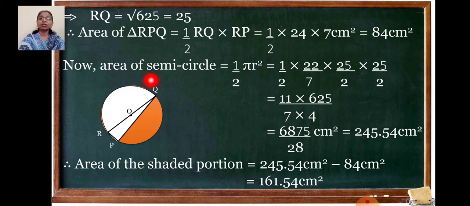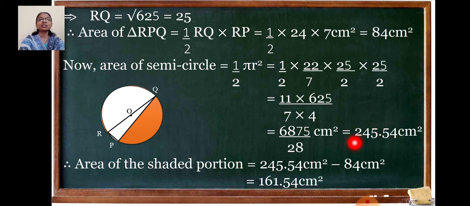Now we'll find out the area of the semicircle. So area of circle divided by 2, so pi r square divided by 2. So half into 22 by 7, and this diameter is 25, so the radius is 25 by 2 into 25 by 2. Simplify this, and you will get the area of the semicircle as 245.54 centimeter square.